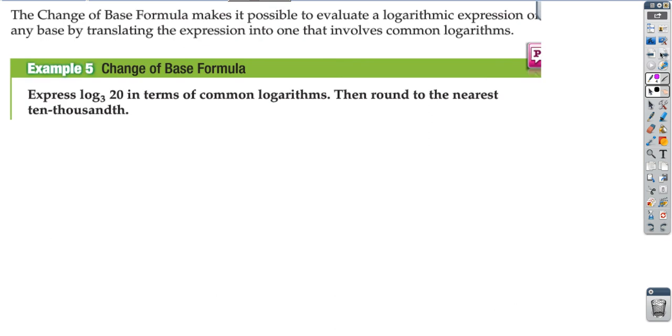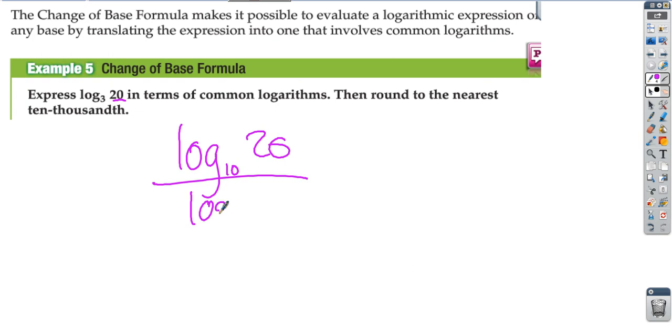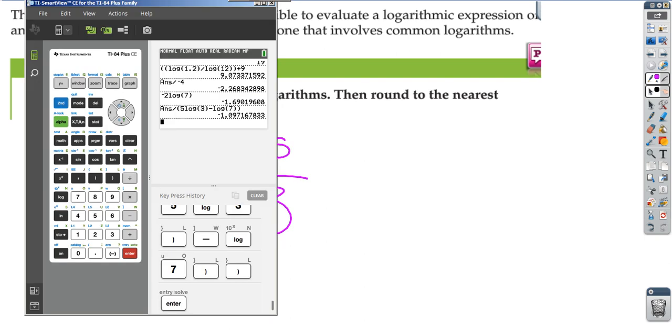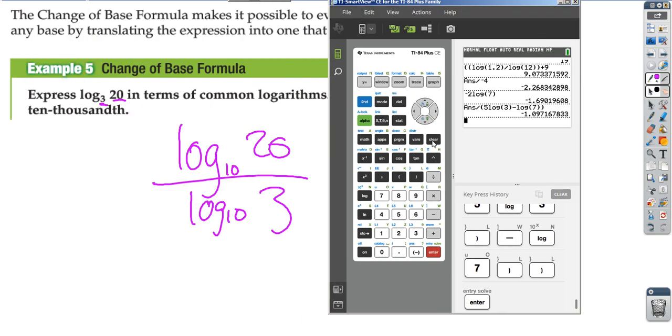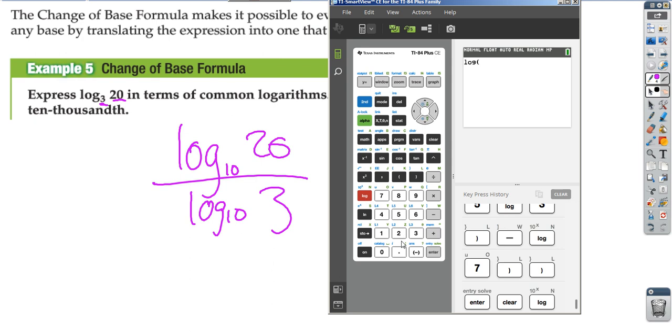Let's actually apply it to some examples. Express that in terms of common logarithms. So that's going to be the log base 10 of this number divided by the log base 10 of this number. And then round that answer to the nearest 10,000th. So I'm going to show you that this works both ways. Let's do the log of 20 divided by the log of 3 first. So the log of 20 divided by log of 3. And remember, even though it doesn't say that there, the calculator is doing the log base 10. So we know the answer is 2.72.